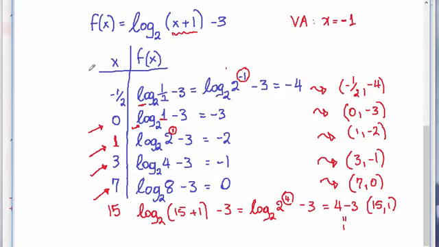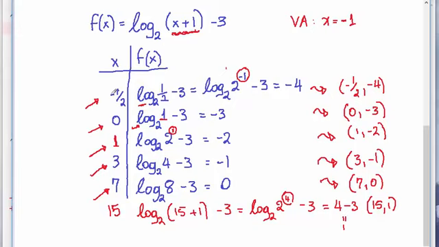How do we graph this function? Okay, the first and simplest way is by creating a table of values. I have done this for you, and I have calculated the corresponding f of x for each one of the numbers that you see on the first column: negative 1 half, 0, 1, 3, 7, and 15. Now, these numbers may seem strange, but basically they are numbers that, if you plug them in the x plus 1 argument of the logarithm, will give you a perfect power of the number 2.